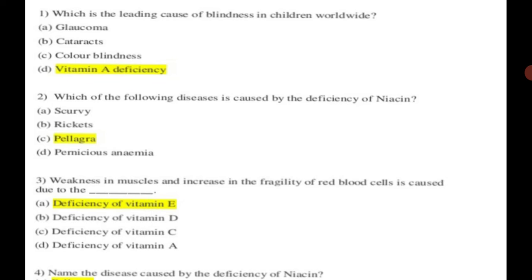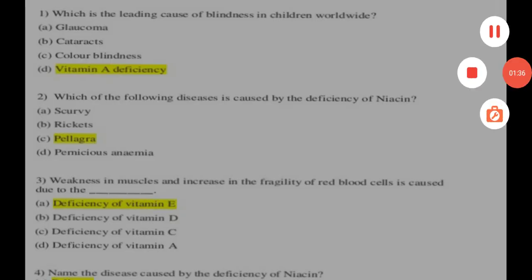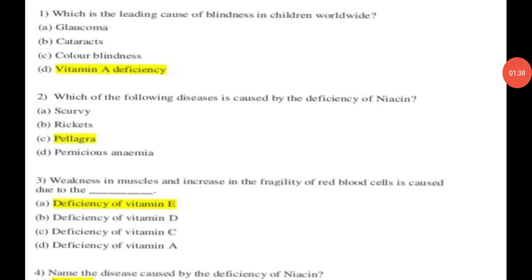Then question number 2: which of the following diseases is caused by a deficiency of niacin? Four options are there: scurvy, rickets, pellagra and pernicious anemia. We first discuss option A, that is scurvy. Scurvy is a disease, also called scorbutic gums.